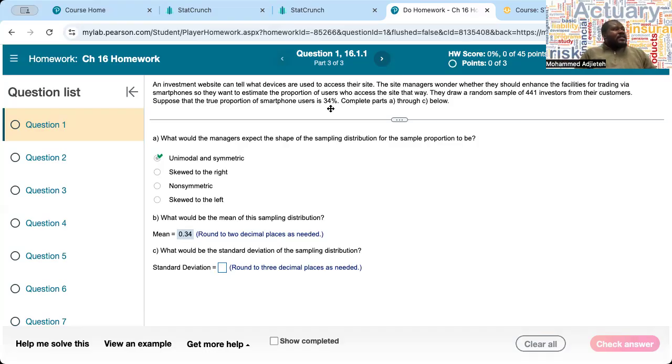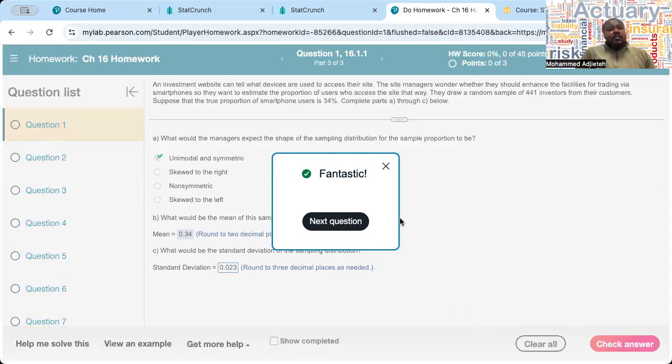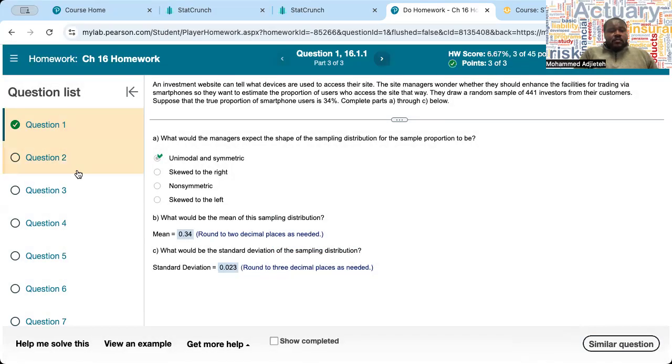Anybody wants to share the answer? 0.023. Yeah. Now let's get to question 2.